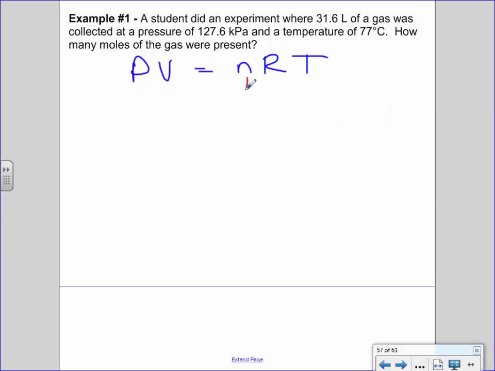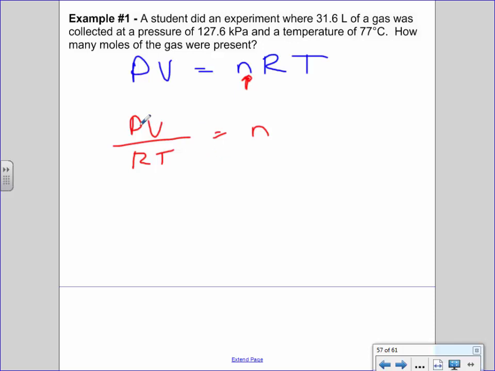So how can I get moles by itself? Well, divide by R and divide by T on both sides. So the equation we're going to use is pressure times volume divided by R and T. That'll give me, in theory, moles. And you guys can almost see that Boyle's law and Charles's law, we can still see them fitting together here.